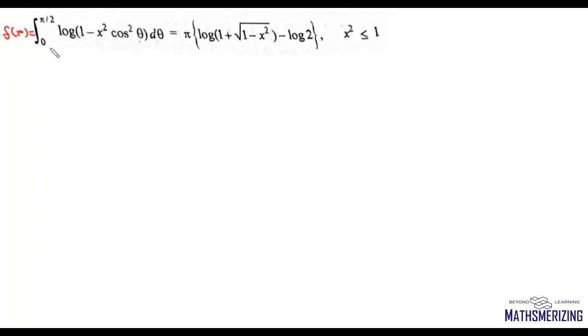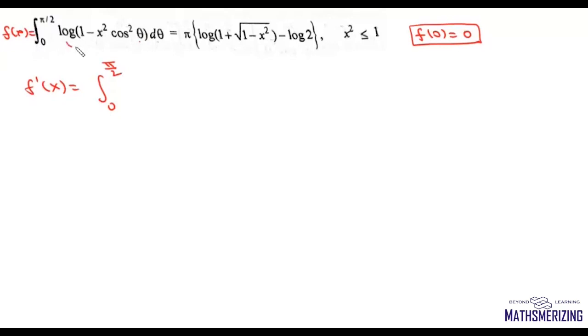So f(x) equals this integral. Now here we'll also work out its initial value. When the value of x is 0, this value will be log 1, and log 1 is 0. So when the value of x is 0, the value of this function is also 0. Now what we'll do is differentiate this function with respect to x. Now again we'll use Leibniz rule.